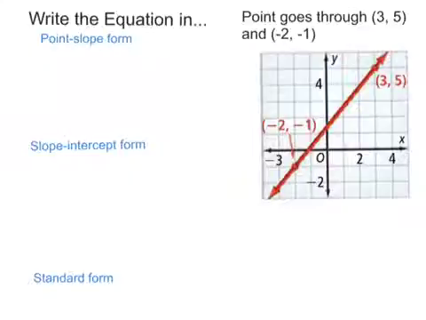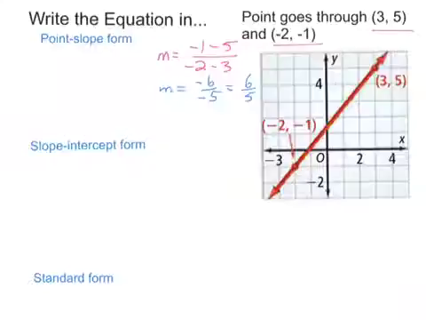We need to start by finding the slope between the points (3, 5) and (-2, -1). Using our slope formula, slope is equal to y2 minus y1 divided by x2 minus x1, so I've substituted in my values. We get slope is equal to -6 over -5, which is just going to reduce to 6/5, and we're just going to leave that as a fraction.